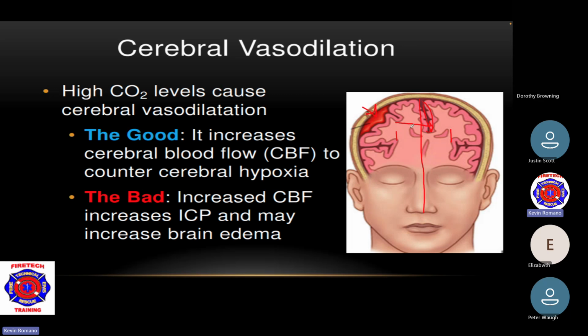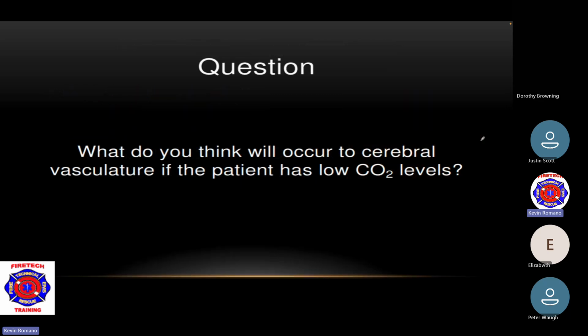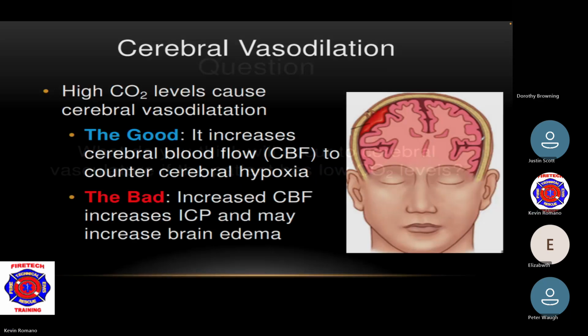That's significantly increased cranial pressure, to the point where the brainstem can actually herniate, depending on how much blood is being pushed into that brain. So that's something to keep in mind. There is some good to this, because we want to counter that cerebral hypoxia. But again, if we do too much, it will cause hemispheric shift or brainstem herniation. So we've got to make sure we look for that magic number.